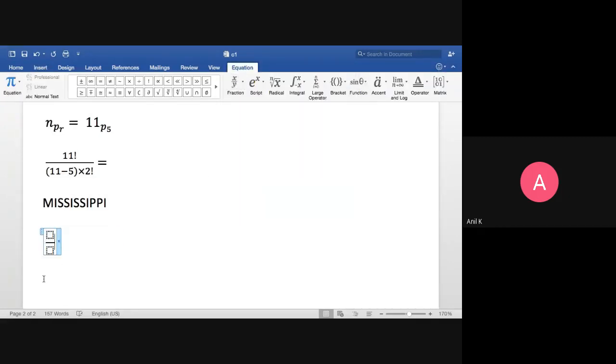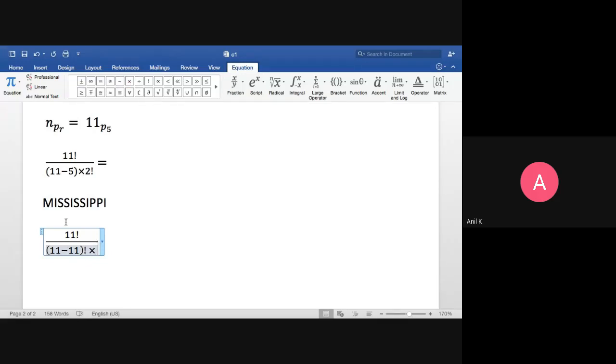First, n factorial. There are 11 letters, so it is going to be 11 factorial upon n minus r. N minus r means n is 11, r is 11, so 11 minus 11 factorial. According to the formula I have to stop here, but now the letters are repeating. How many different types of letters are repeating, and how many times is each repeating?